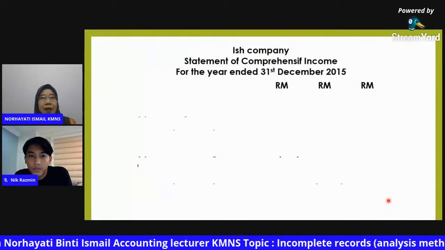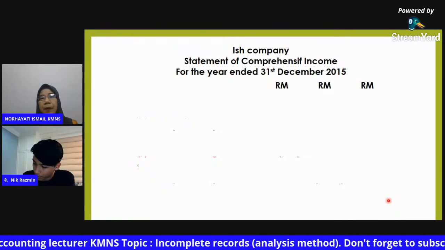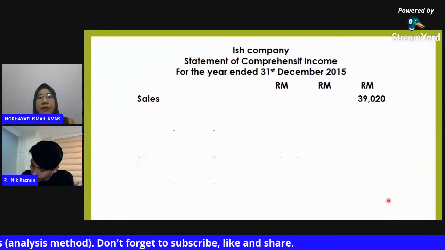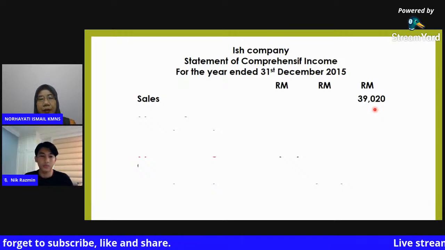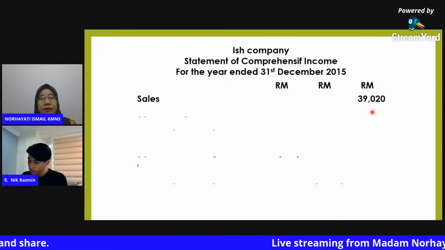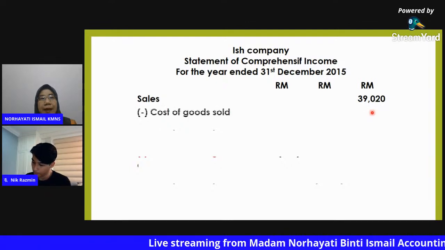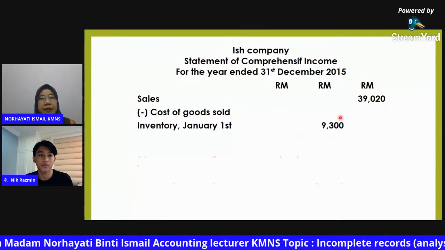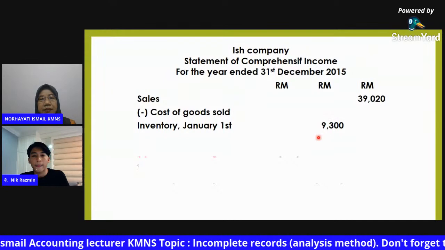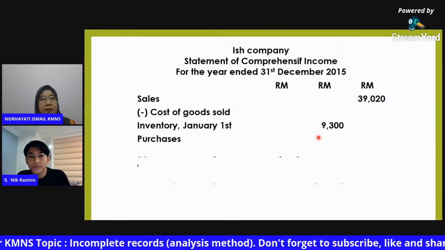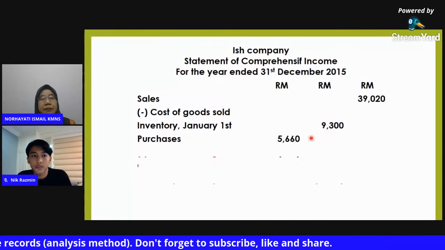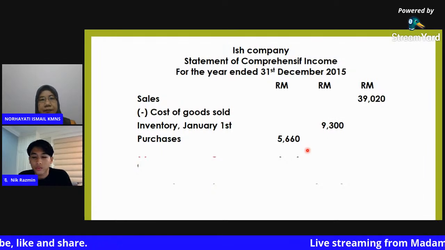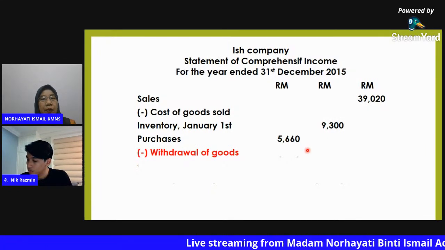The next one. Now we have to prepare the statement of income. Sales we have calculated before. Total sales 39,020, cash sales plus credit sales. Less cost of goods sold, the formula: beginning inventory 9,300. The purchases that we have calculated just now, the total is 5,660. Less withdrawal of goods.